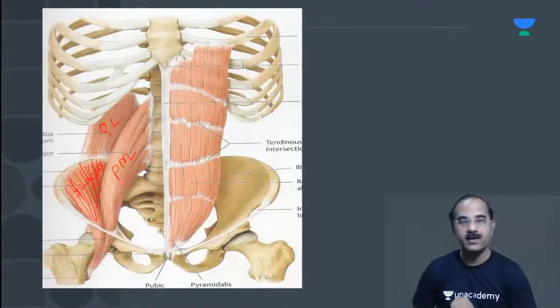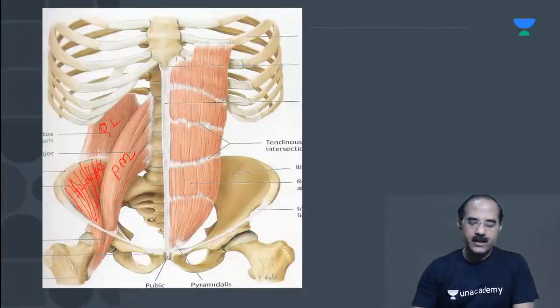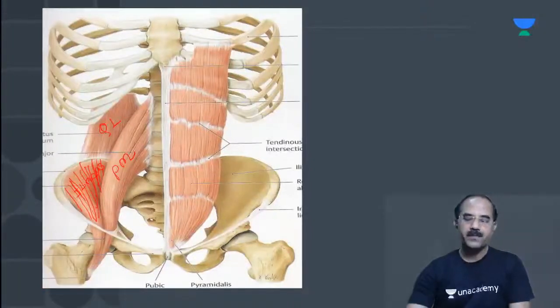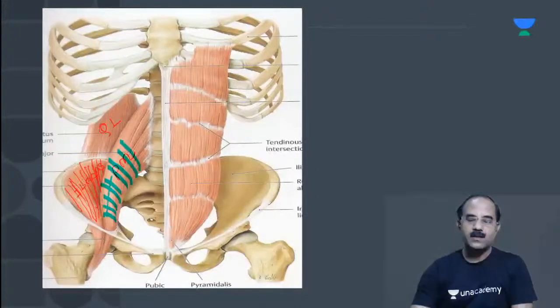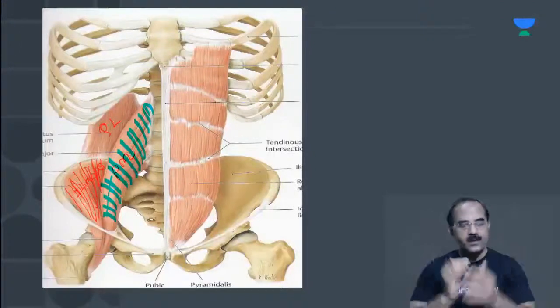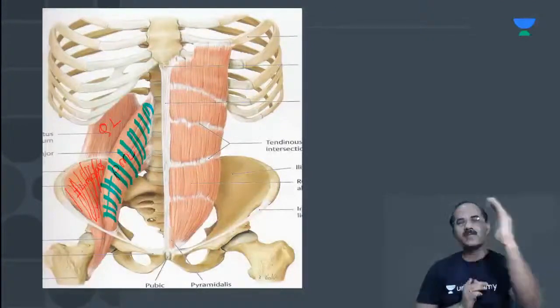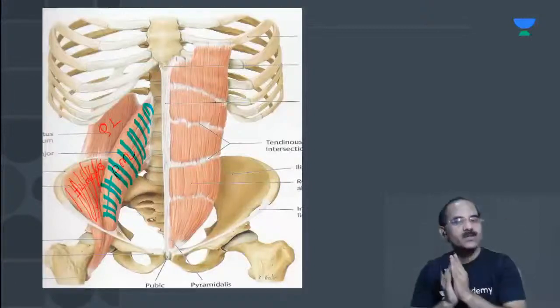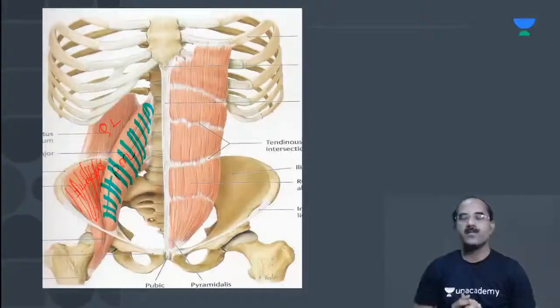Now this same fascia iliaca covers what? It now covers this muscle, the psoas major. It is now known as the psoas fascia. So what is psoas fascia? Psoas fascia is the same fascia iliaca. The fascia iliaca which was covering the iliacus now covers the psoas major, and we now call it the psoas fascia.